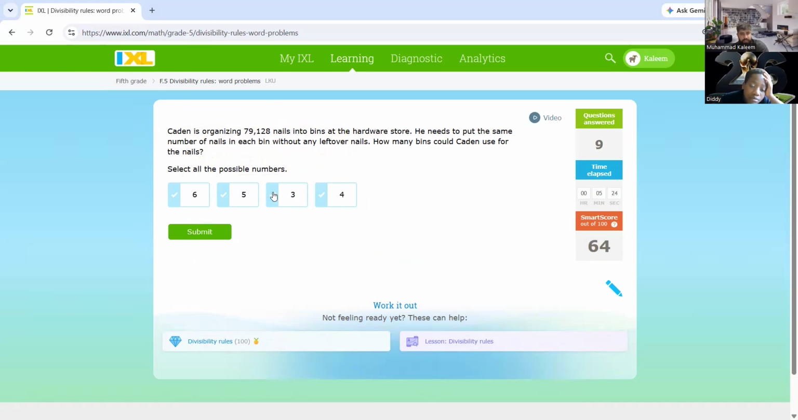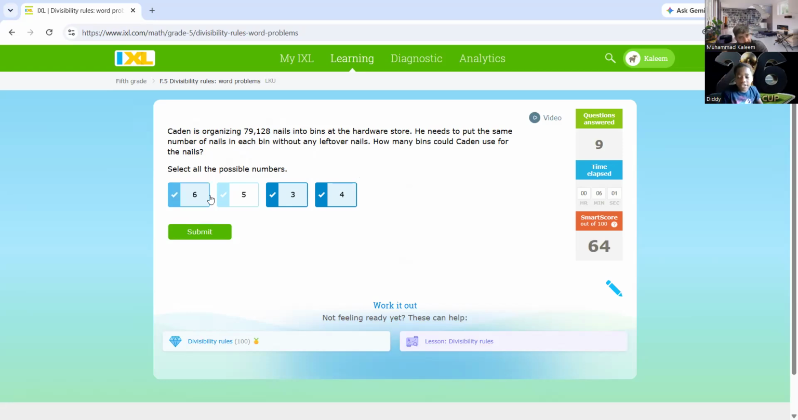He needs to put the same number of nails in each bin at the hardware store without any leftover nails. How many bins could Kaden use for the nails? 6, 3. Is it divisible by 3? Hold on. 6. Yeah, that's the right answer. But don't you think we have a 4 as well? Because this number is divisible by 4. Oh, I tested, but I didn't divide it completely. I just divided the last 2 digits.